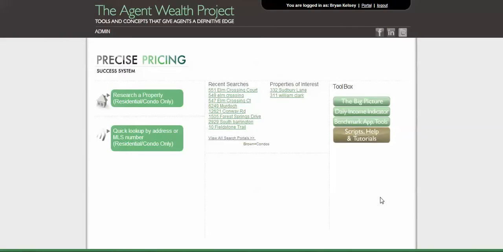We're going to research a property from the main portal. All right, you're in the main portal. You've just logged in. This is what the screen looks like. You're going to research a property.